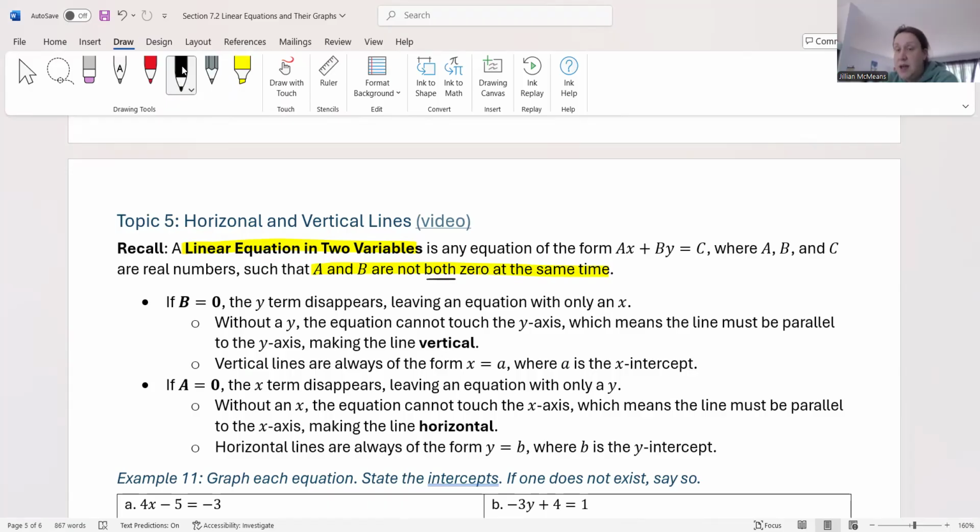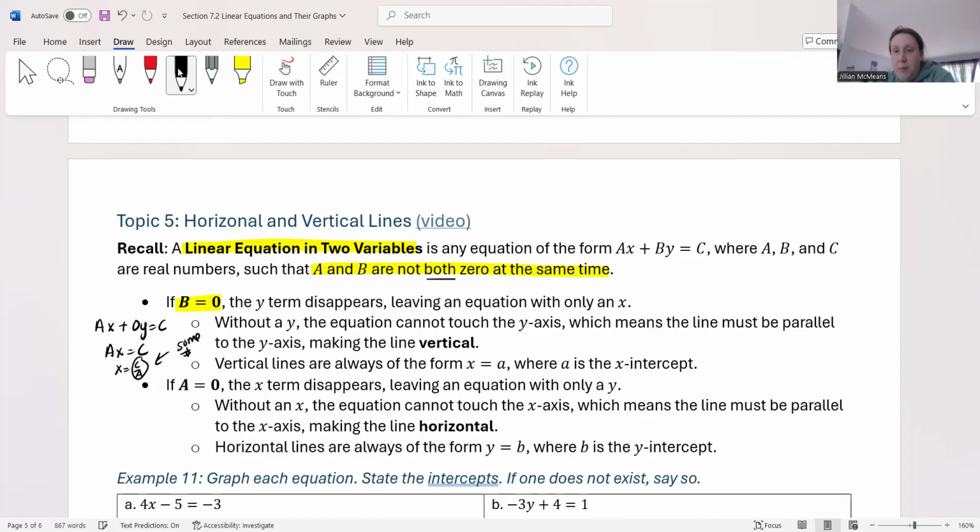What we need to investigate is what happens when a is 0 and what happens when b is 0. Let's first look at what happens when b is 0. When b is 0, we get ax plus 0y equals c, which means we get ax equals c, which ultimately means x equals c over a, which is just some number.